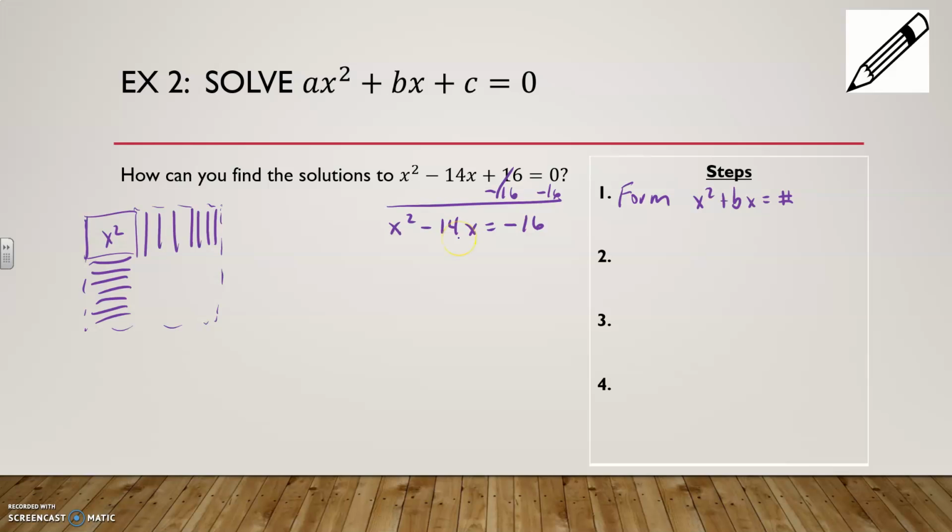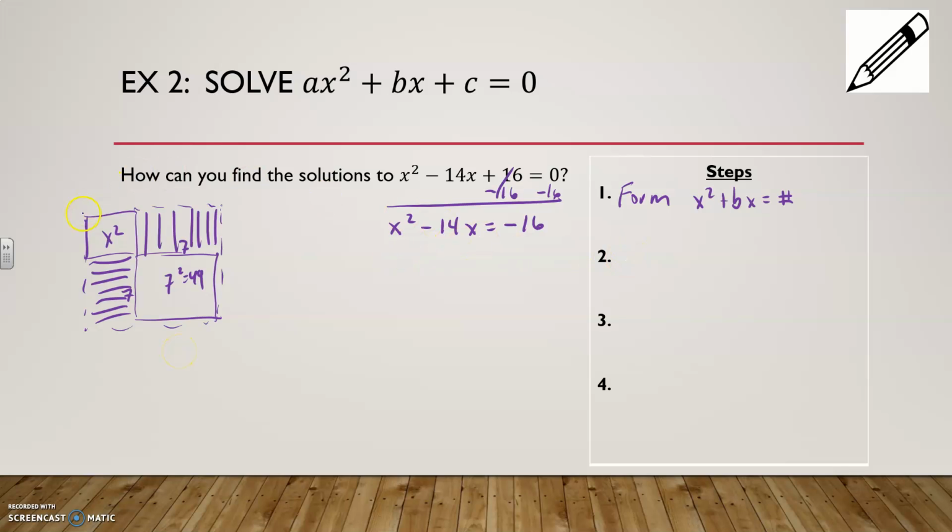So 14 is the b. So we said we would take b over 2. But then really what we're trying to figure out is how many ones would be down here to complete that and make it a perfect square trinomial. And so we said, well, if this is 7 and this is 7, to get the area of this, we would do 7 squared, which is 49.